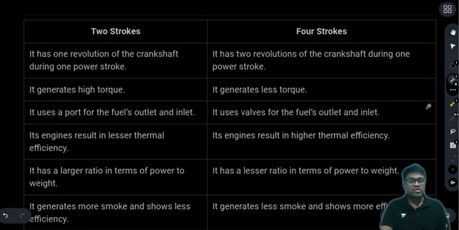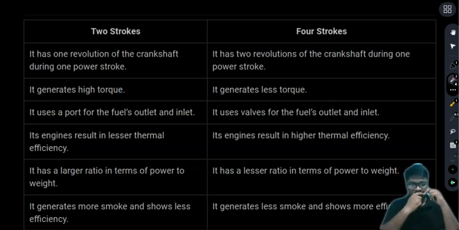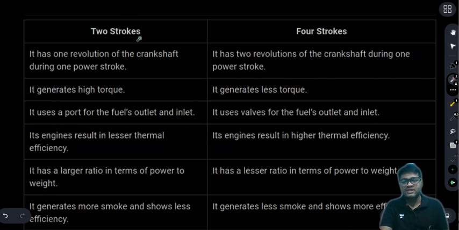Okay. So now you can see the first difference is what I was talking about. That is, it has one revolution of the crankshaft during the one power stroke. That means power will be produced during one cycle, with one revolution of the crankshaft. So during this one revolution of the crankshaft, power will be produced and the cycle will be completed in the case of a two-stroke engine, right?